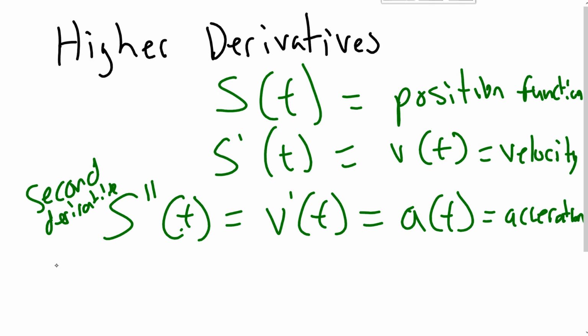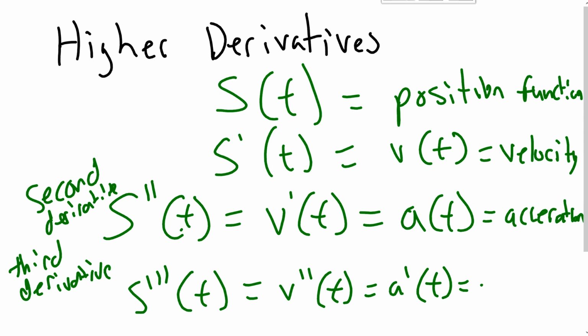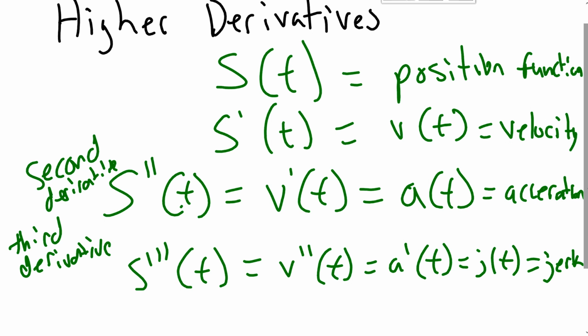And then the third derivative, so we can just keep on taking the derivative and derivative and derivative. So the third derivative, that'd be the second derivative of velocity. The first derivative of acceleration is jerk. It's like in a car, as soon as you press on the accelerator, it gives a lurch or it jerks. So the first derivative of acceleration is called jerk. And so those are some higher order derivatives. So we can just keep on taking the derivative.